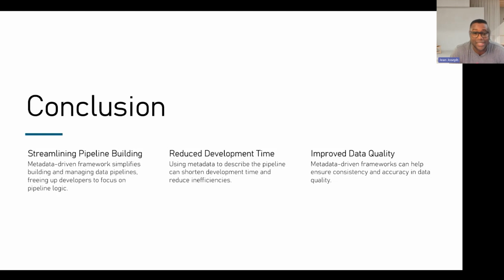By using metadata to describe the pipeline, developers can focus on building the pipeline logic rather than worrying about the underlying complexity that exists. This can lead to increased productivity, reduced development time, and improved data quality because we can reuse the same data. So I hope you learned something out of this.